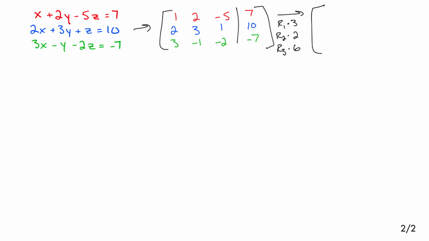The first row, when I multiply it by 3, I'm going to get 3, then 6, then -15. And I've got to do my vertical line to separate it from my solutions. 7 times 3 is 21.